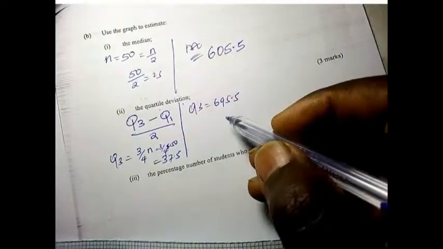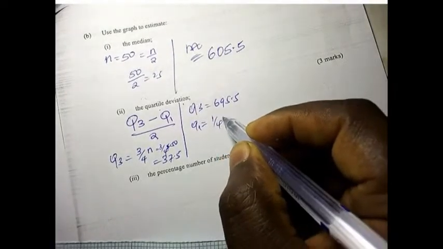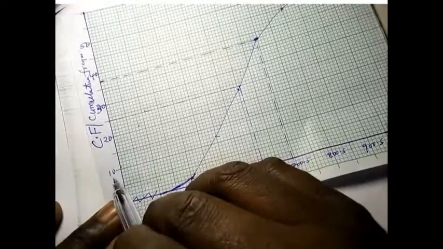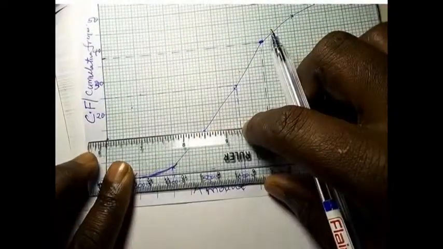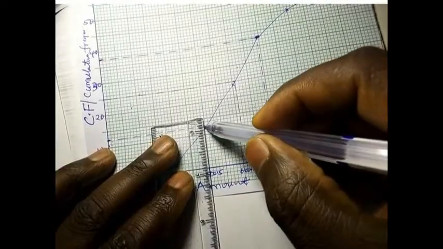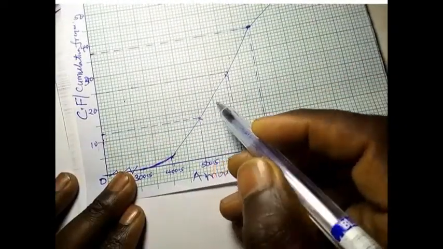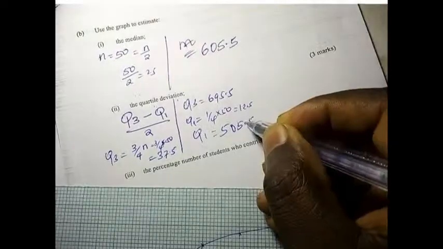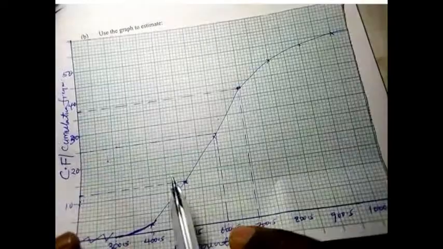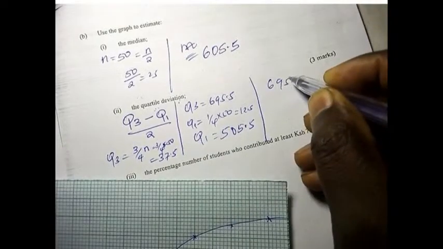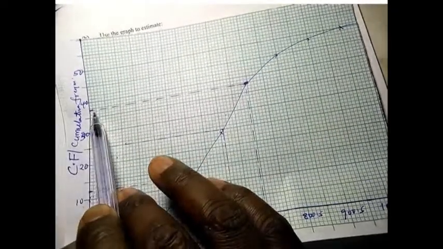Now let me get Q1. Q1 is 1 over 4 of the total, 12 points. This is 10. The dotted line to the curve. I think it's 25. So we think it's 25. That will quantile the upper 5 by 2.